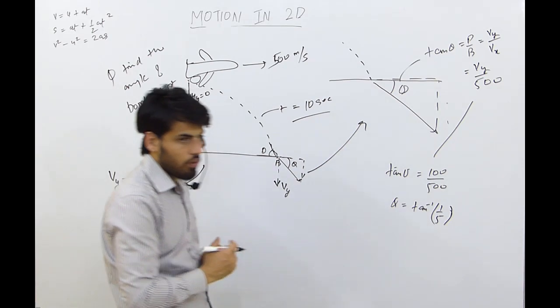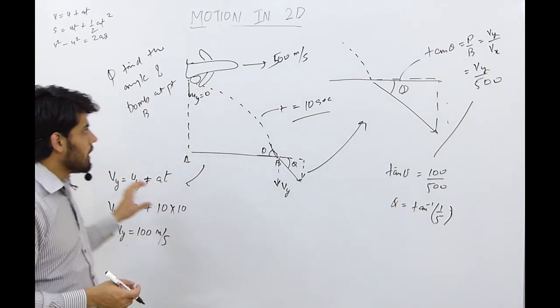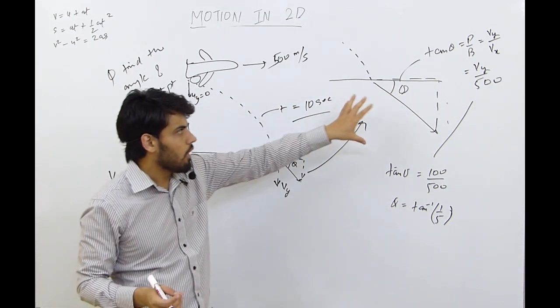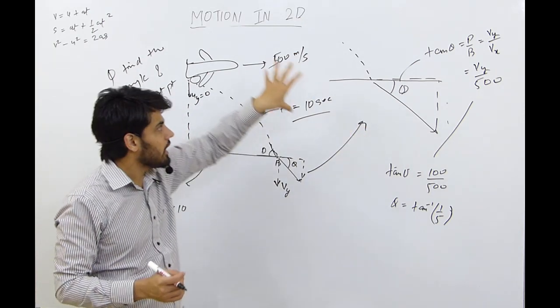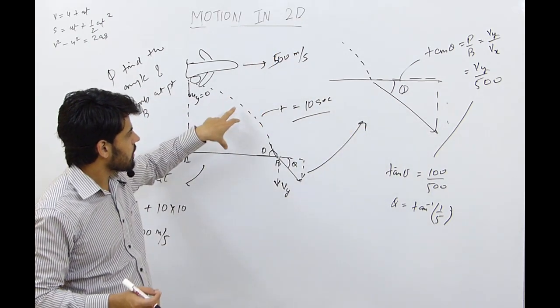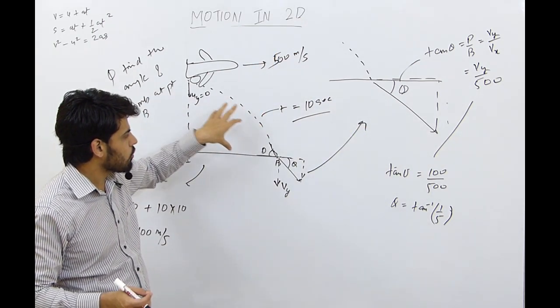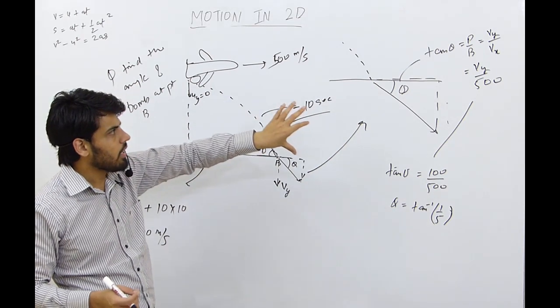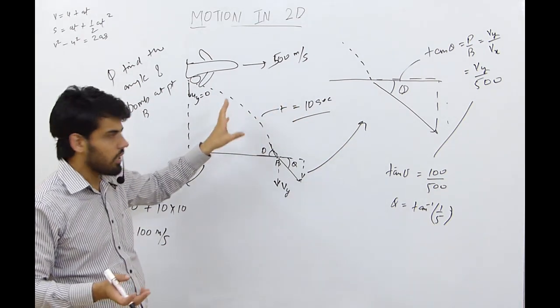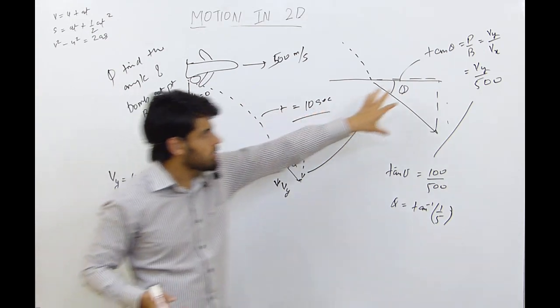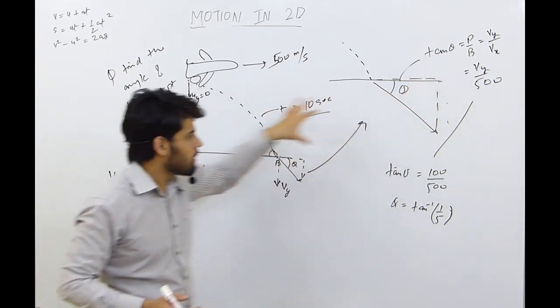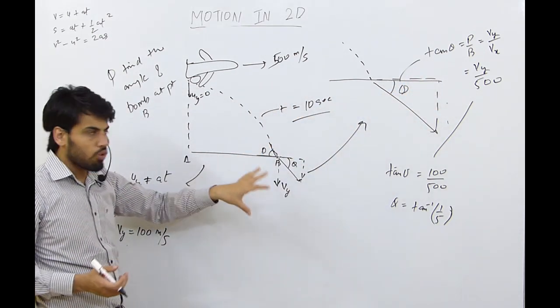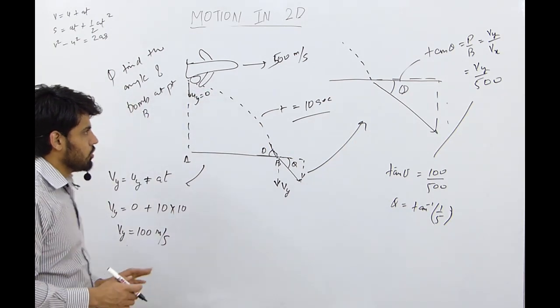The object of solving this numerical is to tell you how to calculate theta at any position. At any position, if he is asking this, you have to calculate both Uy and Ux, or Vy and Vx. So just remember this trigonometry formula, you can calculate theta of a particular motion at any position.